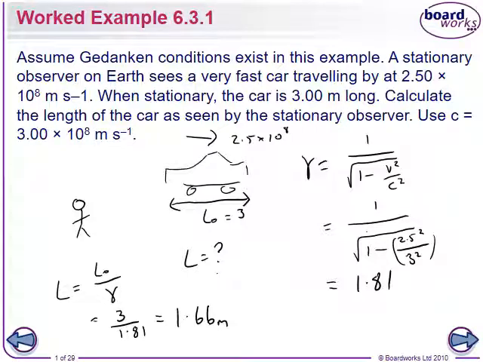Okay, so just remember that. Your T0 is the shortest it can possibly be, your time. Your L0 is the longest it can possibly be. Okay, so that's how you know if you've got it backwards, if your L is longer than your L0.